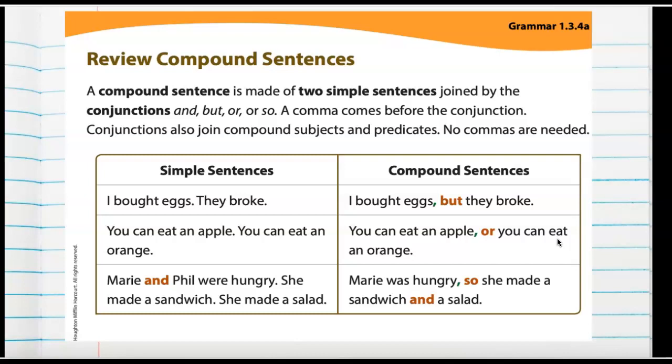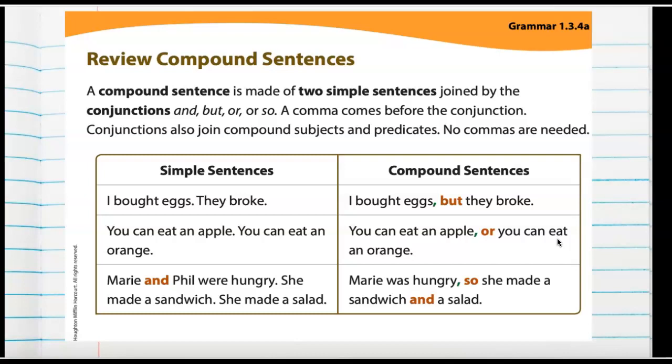Marie and Phil were hungry. She made a sandwich. She made a salad. Okay, so I can say Marie was hungry, so she made a sandwich and a salad. Notice that in that first one, in that simple sentence there were two subjects, Marie and Phil, and so they were put together with the conjunction and. So even though we did use the word and, we did not need a comma here because we're joining together two subjects, not two simple sentences.